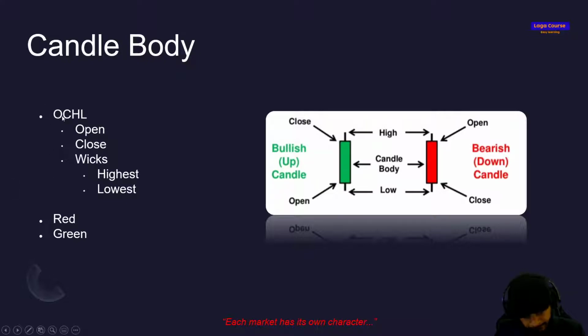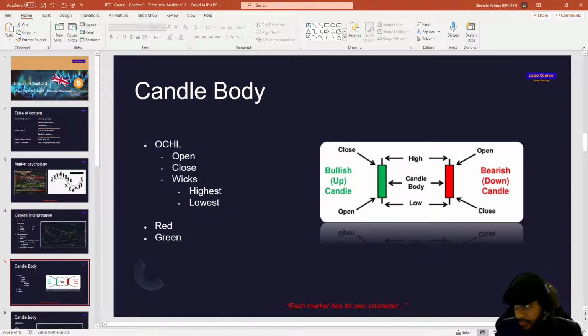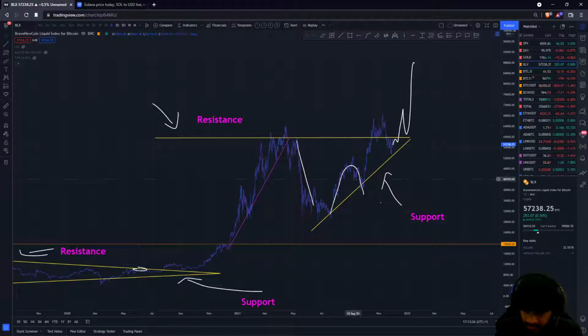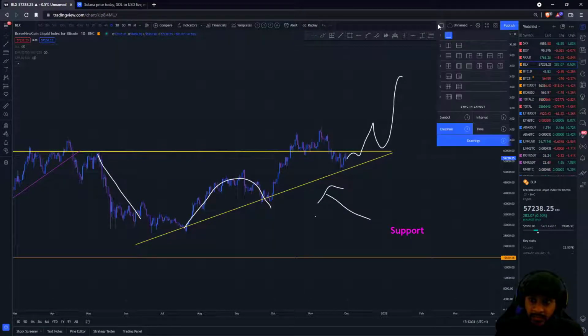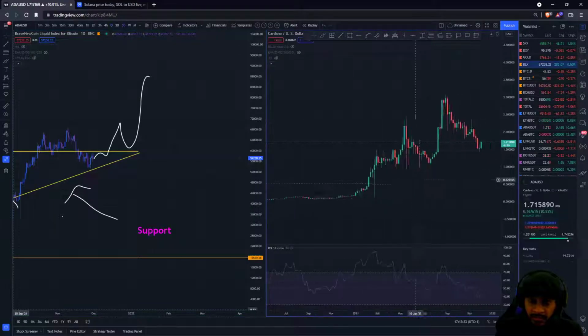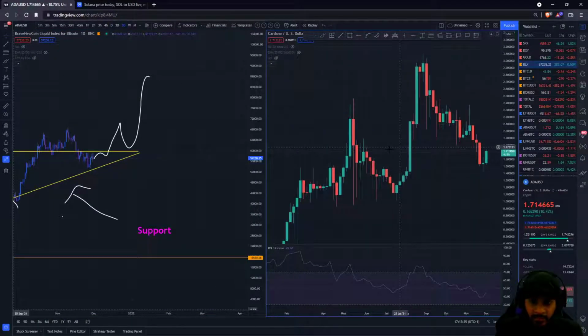OHLC: opening, close, highest point, lowest point. So this is what they call a bullish candle. Most of the time it is green in the normal chart. But I personally changed the color of the candles. I'm going to show you guys something else. Look, in this chart, everything is green and red.